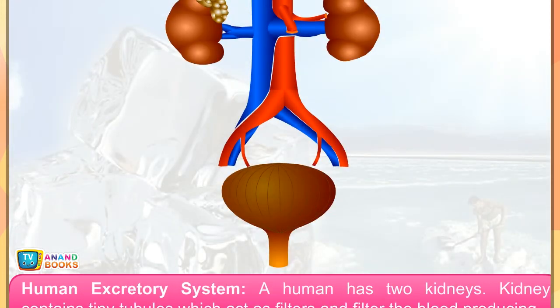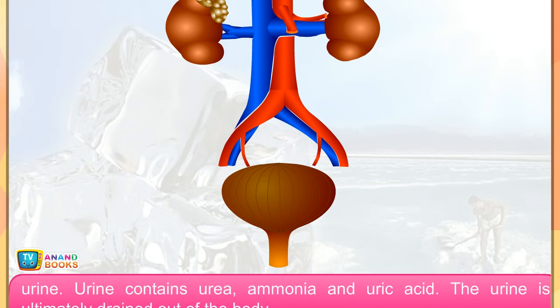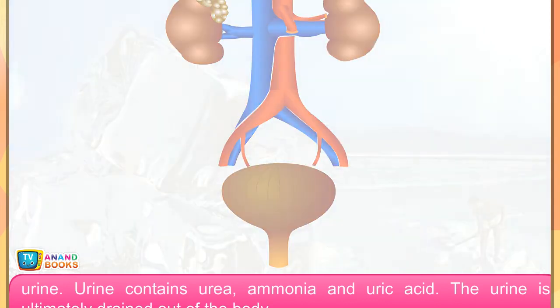Human excretory system. A human has 2 kidneys. Kidney contains tiny tubules which act as filters and filter the blood, producing urine. Urine contains urea, ammonia and uric acid. The urine is ultimately drained out of the body.